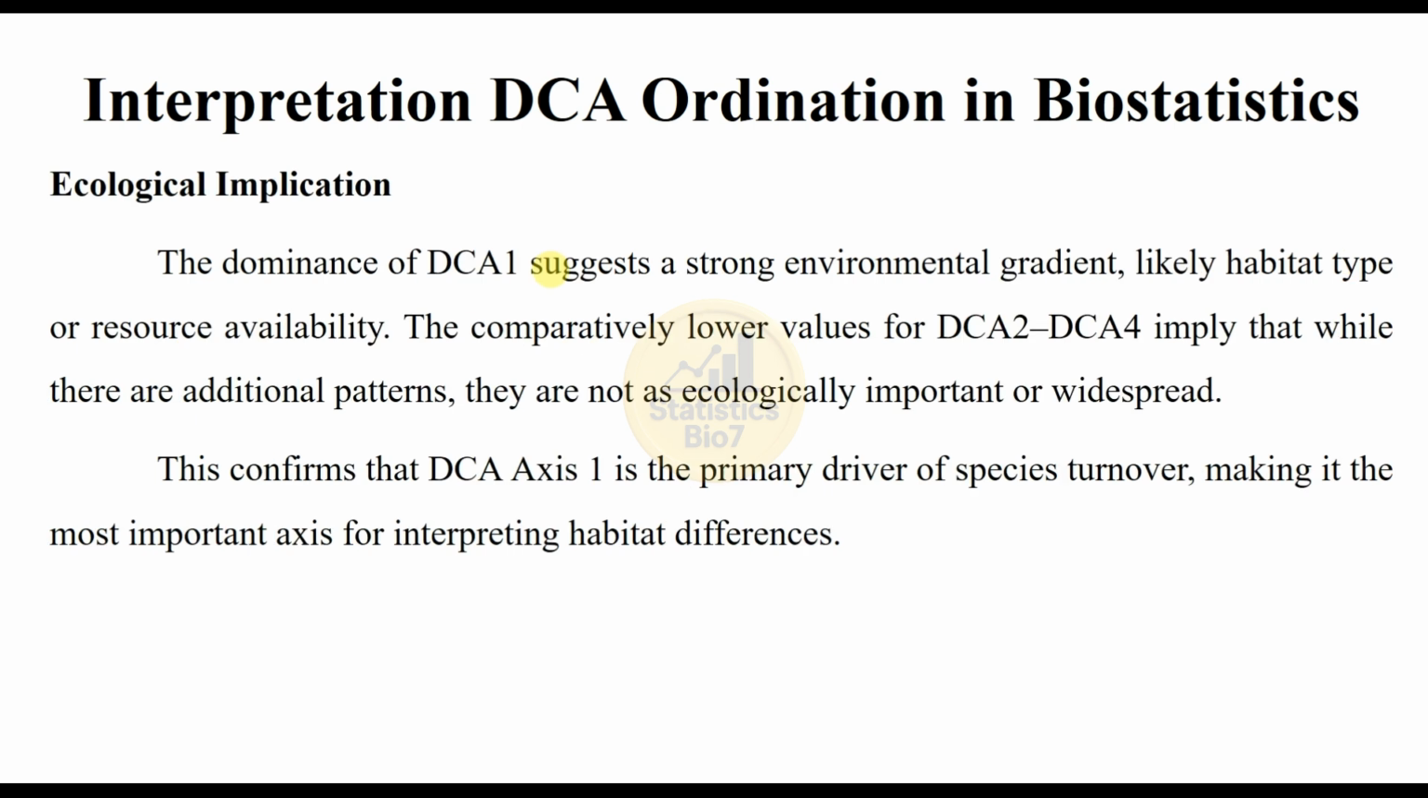So, the ecological implications: the dominance of DCA1 suggests a strong environmental gradient like habitat type or resource availability. The comparatively lower values of DCA2 to DCA4 imply that while there are additional patterns, they are not as ecologically important or widespread. This confirms that DCA axis 1 is the primary driver of species turnover, making it the most important axis for interpreting habitat differences.